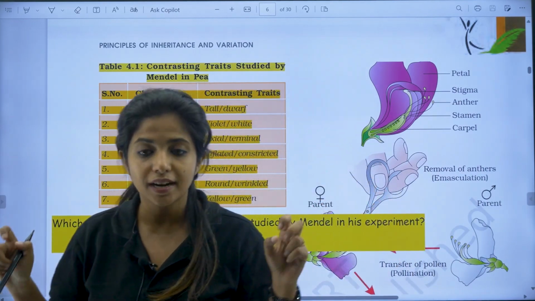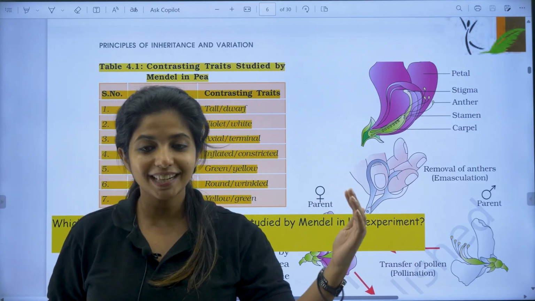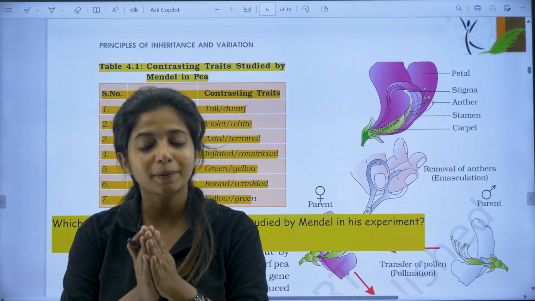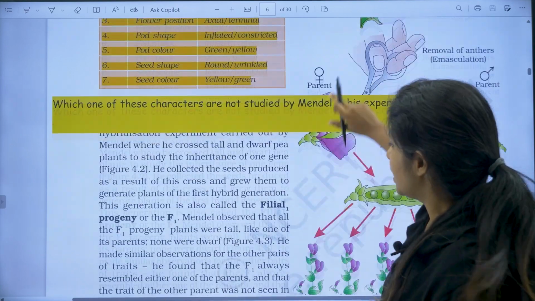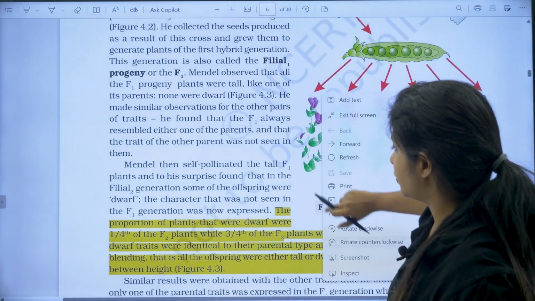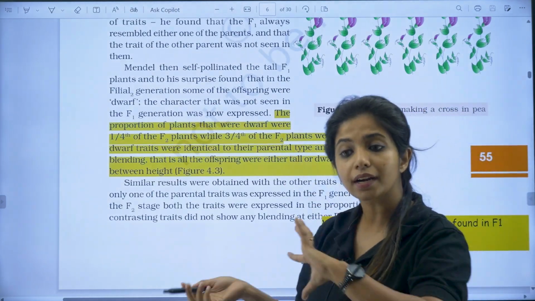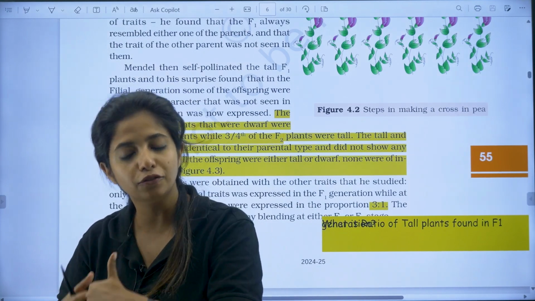I hope I am clear. And sometimes they will just ask you, tell the name of all the characters that were studied by Mendel. So please be prepared. Study this particular thing. Okay, going ahead, we have this thing over here. So basically he conducted his experiment. He got F1 generation, the first generation, and then he got F2 generation.